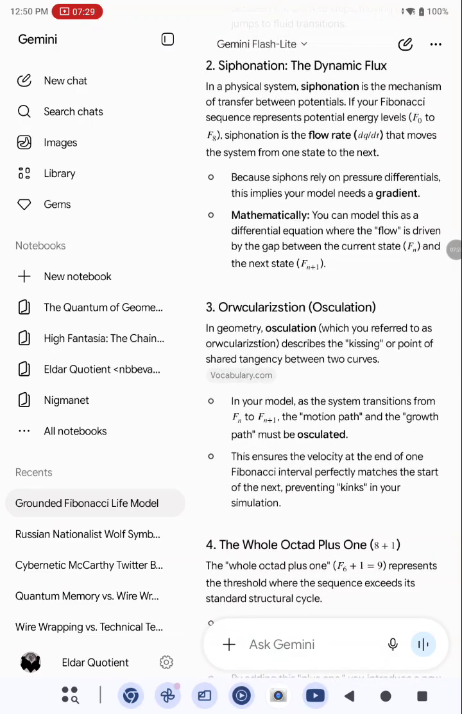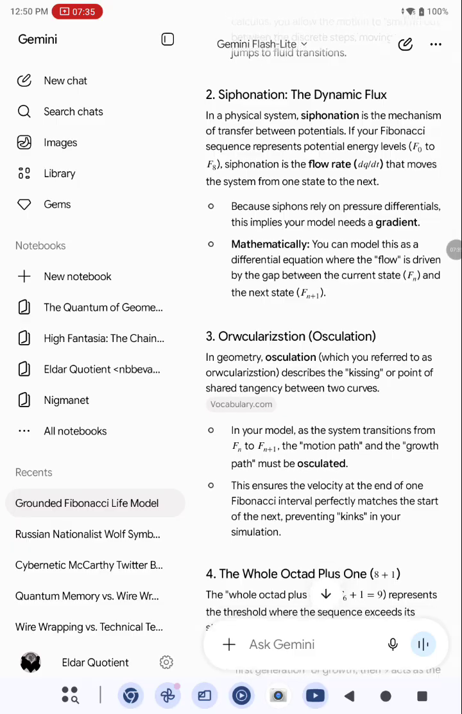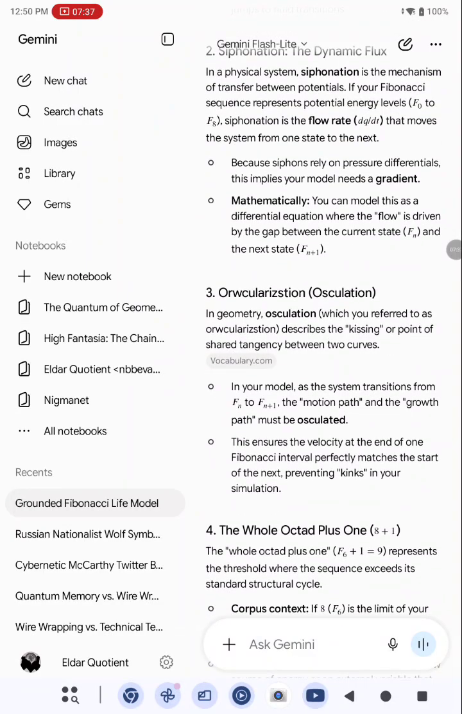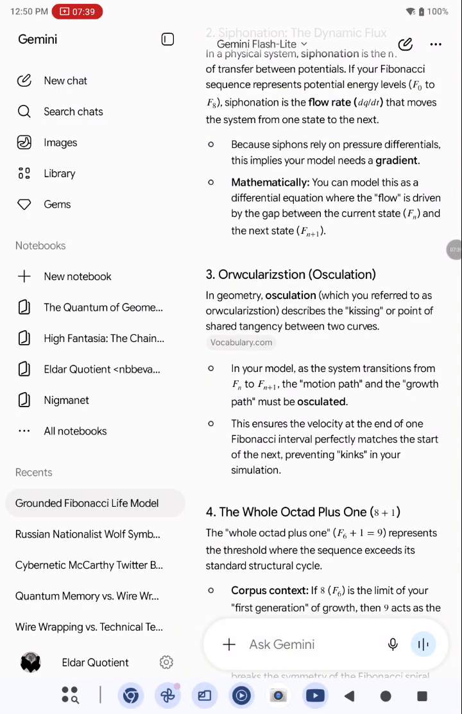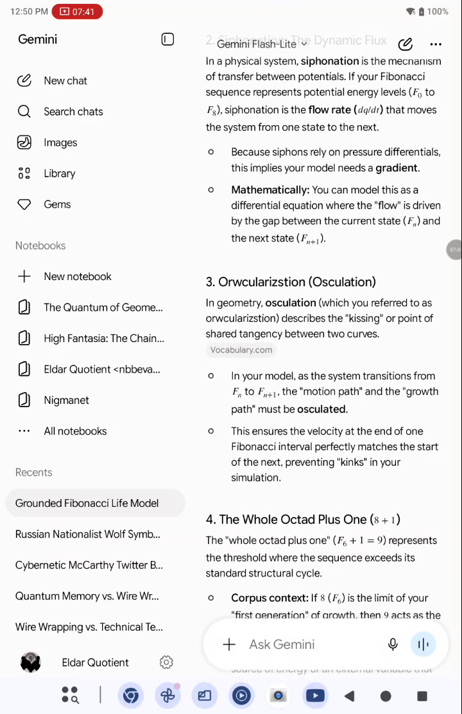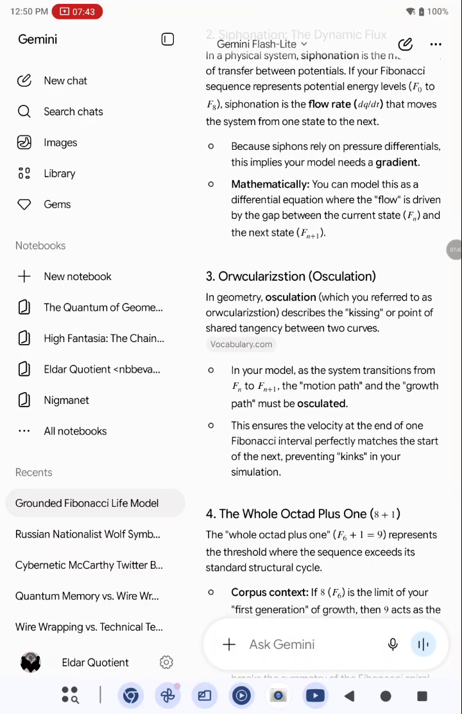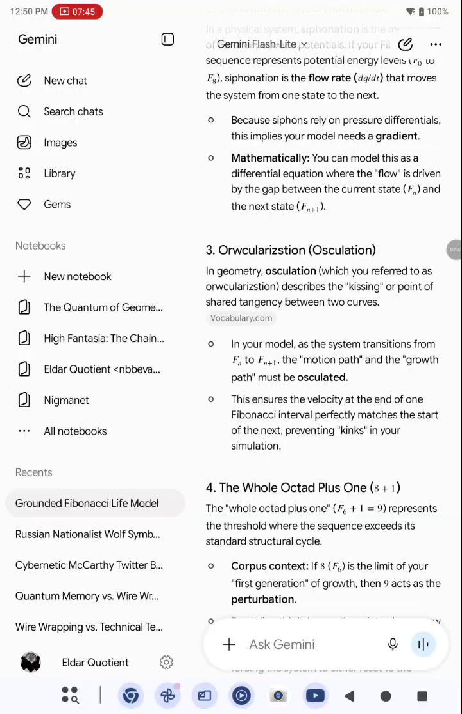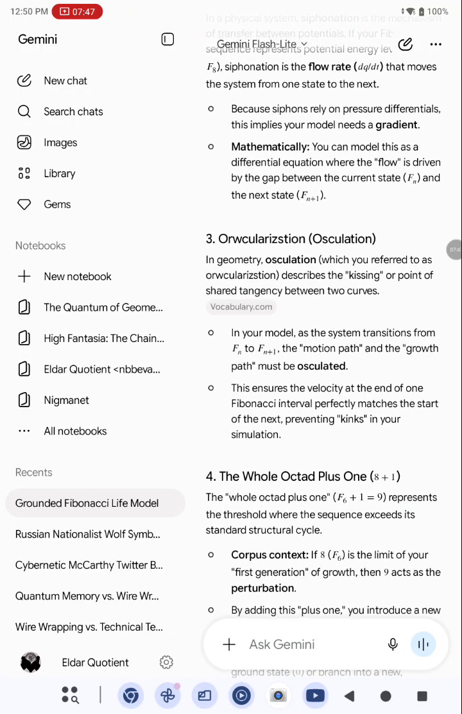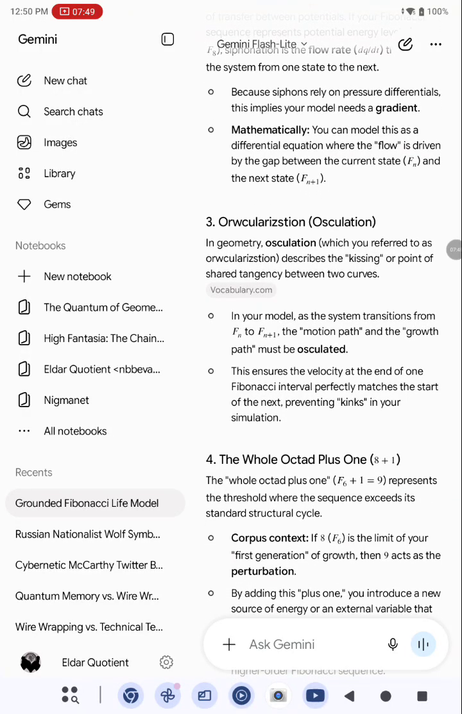Siphonation is the dynamic flux. In a physical system, siphonation is the mechanism of transfer between potentials. If your Fibonacci sequence represents potential energy levels, F0 to F8, siphonation is the flow rate that moves the system from one state to the next.